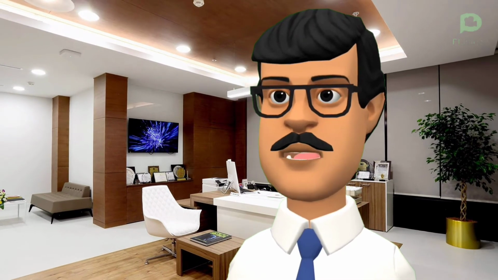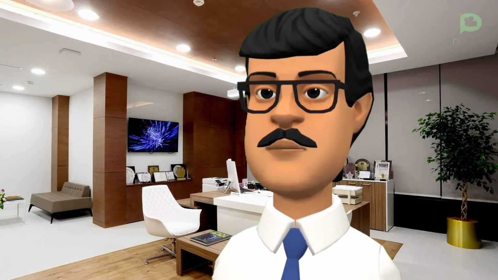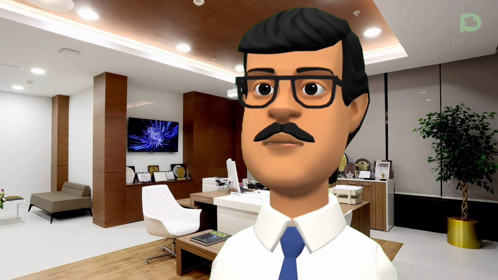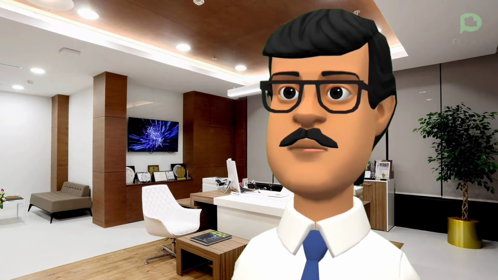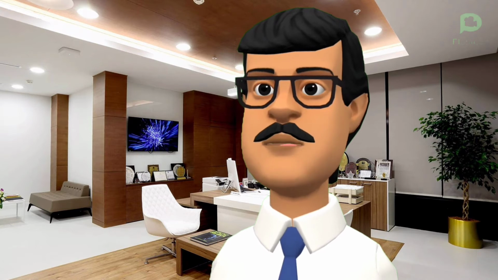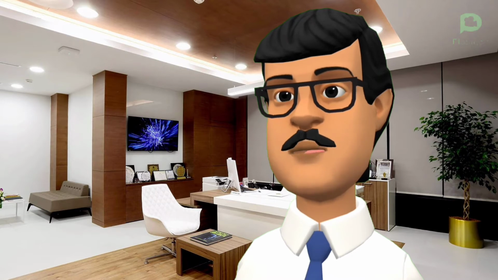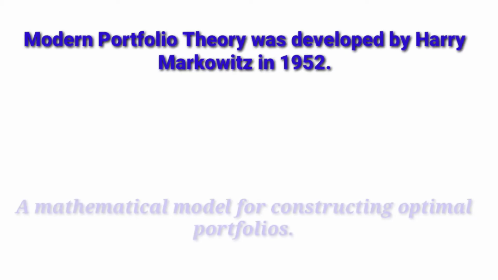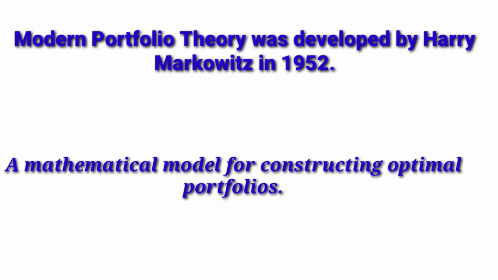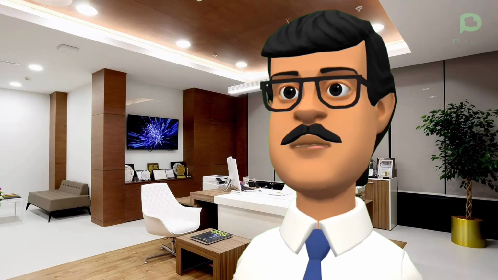Hello all, I would like to present an overview of the modern portfolio theory and efficient frontier model. In 1952, Harry Markowitz developed the modern portfolio theory, for which he was awarded the Nobel Prize in Economics. The theory presented a mathematical model for constructing portfolios of assets in such a way that the expected return is maximized at a given level of risk.